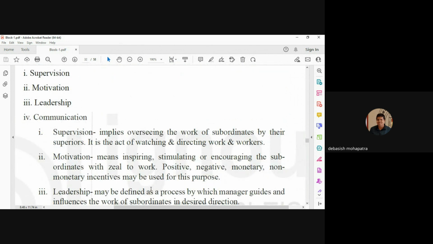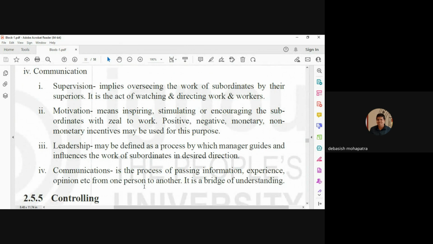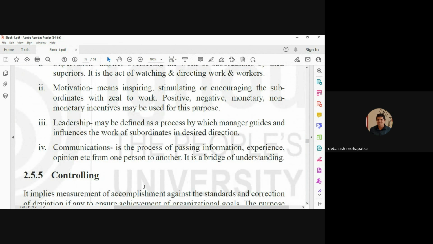So supervision, we all know, is overseeing the work of the subordinates. Motivation means inspiring, stimulating or encouraging the subordinates. Leadership is the process by which a manager guides and influences the work of subordinates. Communication is the process of passing information, experiences, opinions, etc. from one person to another.